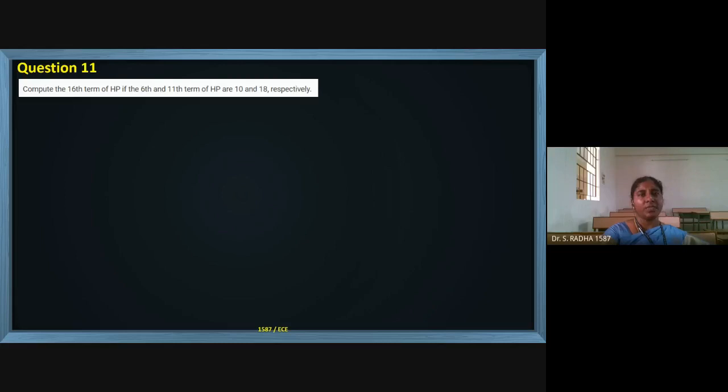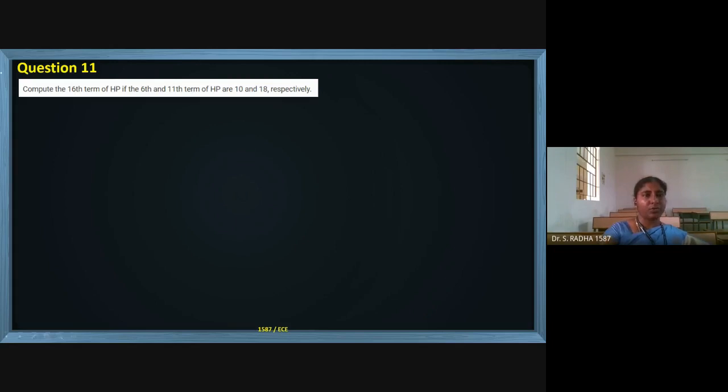10 and 18. Compute the 16th term of the harmonic progression. The series name is given, so it is a harmonic progression. We have to find the 16th term. The 6th and 11th terms are given.